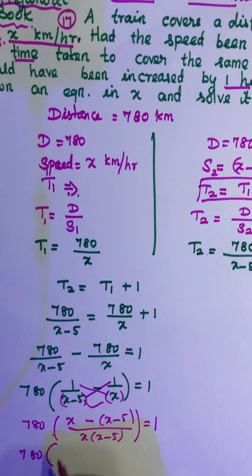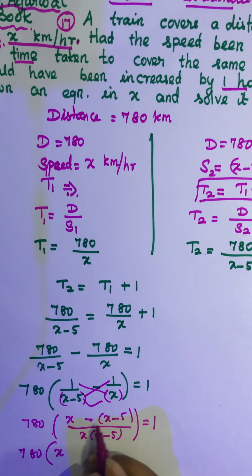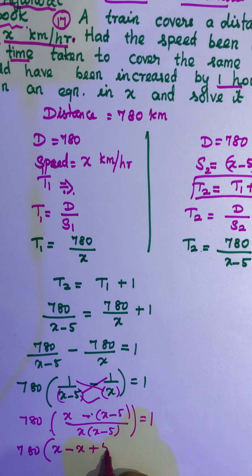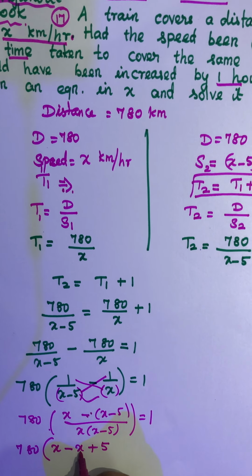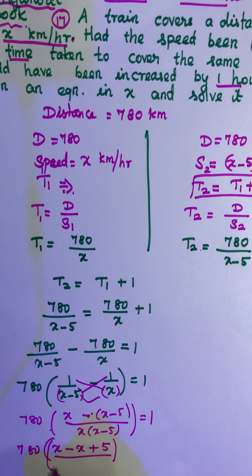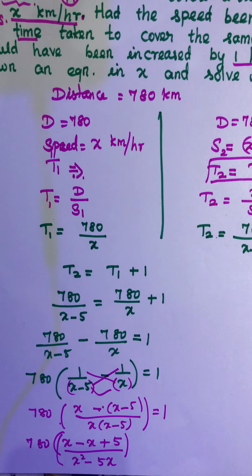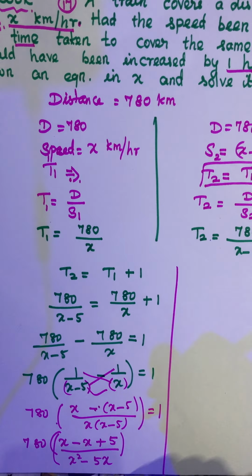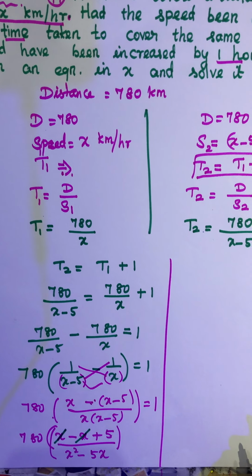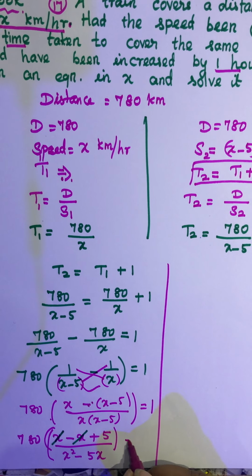Multiply x by the minus sign, it means minus 1. So this is minus 5 and plus 5, so minus x, sorry, plus 5. The denominator, you multiply: x square minus 5x. Okay students, now you can cancel, x minus x is cancelled. So this is equal to 1.